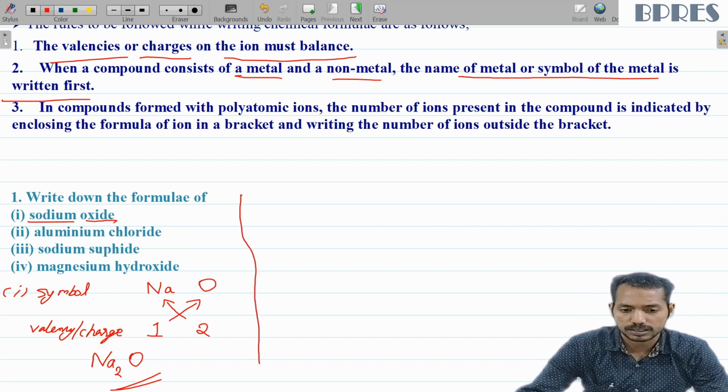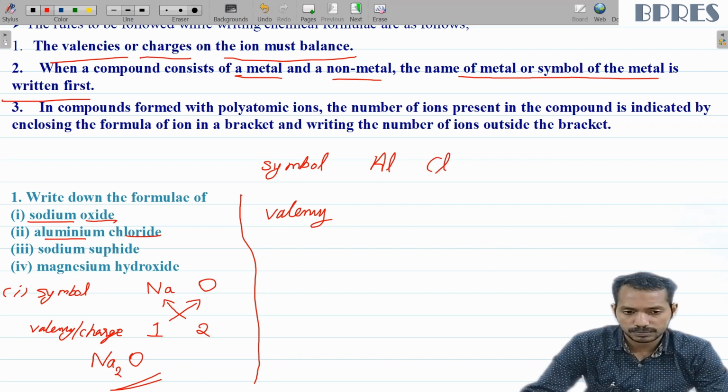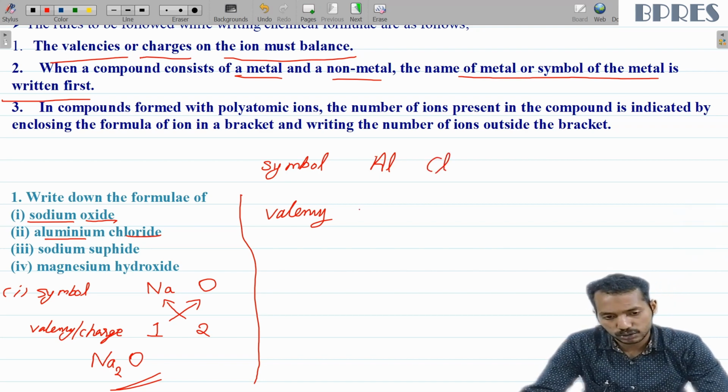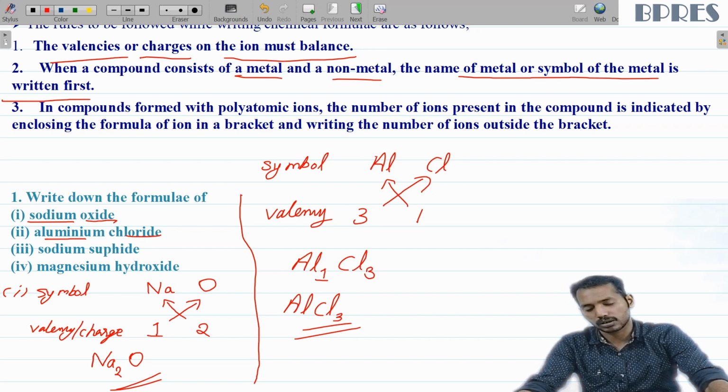Let's take one more example, aluminum chloride. Symbol and valency or charge. In case of aluminium, symbol is Al. And in case of chloride, the symbol is Cl, chlorine. What is the charge or valency of aluminium? 3, and chlorine is 1. So just crossing this one we will get Al1, Cl3. 1 need not be mentioned, so we can write AlCl3. That is the chemical formula for aluminum chloride.